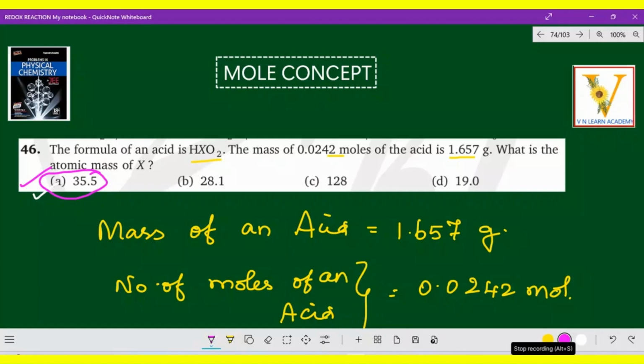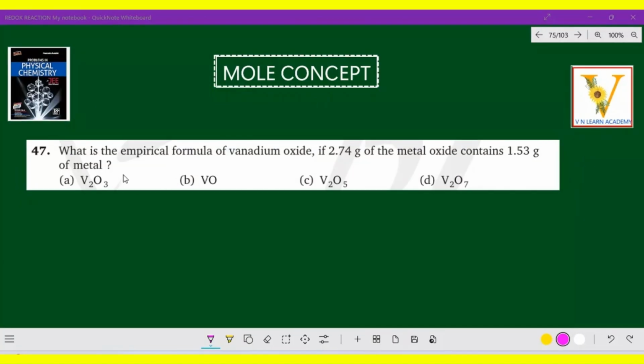Come on, let's go to the next question. These are all simple questions. Next question: what is the empirical formula of vanadium oxide if 2.74 gram of the metal oxide contains 1.53 gram of the metal? Here they are asking for the empirical formula. I think we are coming to that point, because it's a very, very important question, and yes, it is interesting also.